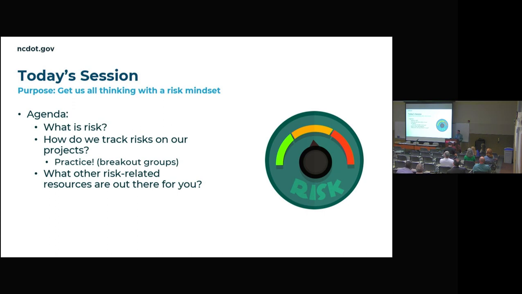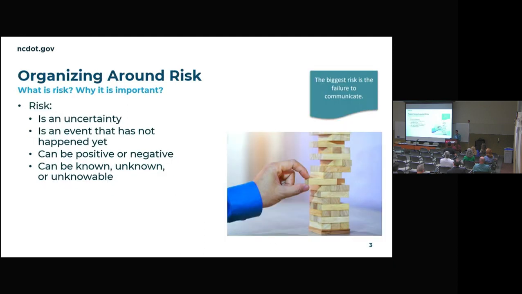So today, the purpose of our session is really to get folks into a risk mindset. It might help, though, if we have a common understanding of what risk is. So we're going to talk about what is risk, and also some of the ways we can track risk on our projects. We're also going to go over a little bit of practice for this. We're going to introduce an example project, and it's going to be a little more interactive than maybe some of the other sessions that you've been used to, so I'm excited about that. I hope you are too. And then we're also going to talk about some other resources you can use when looking at risk for projects. All right, so what is risk?